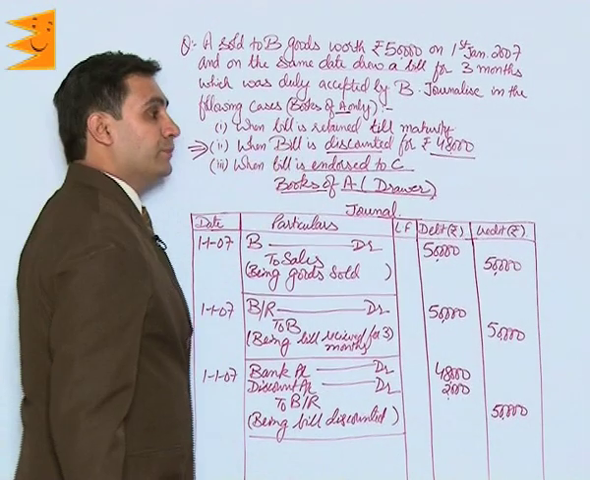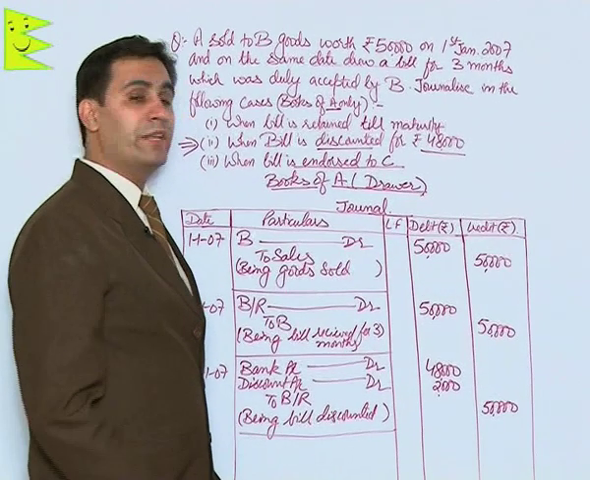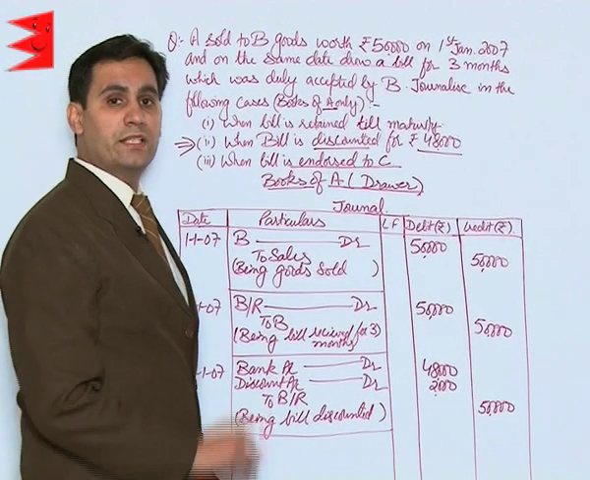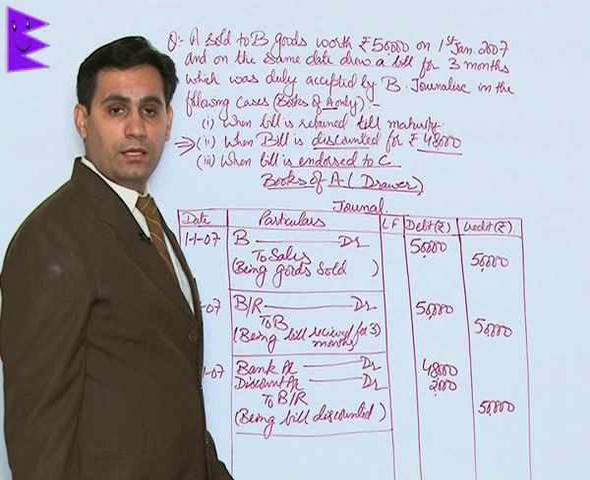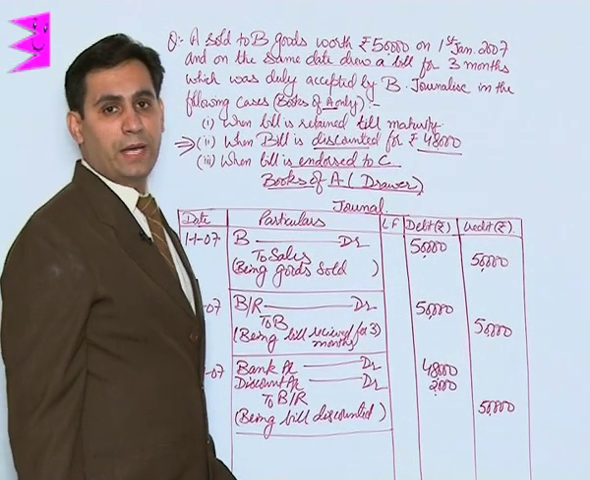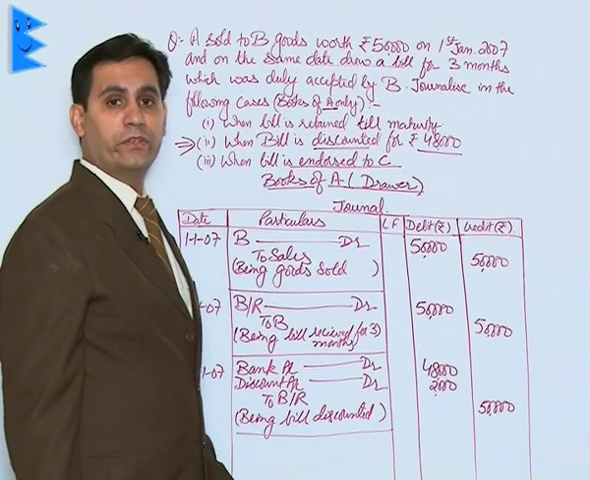Now students, what about maturity? When the date of maturity will come in the month of April. Remember, this bill is now with bank. A no longer holds this bill. Since the bill is with bank, the payment would be received by bank and no entry would be made in the books of A.